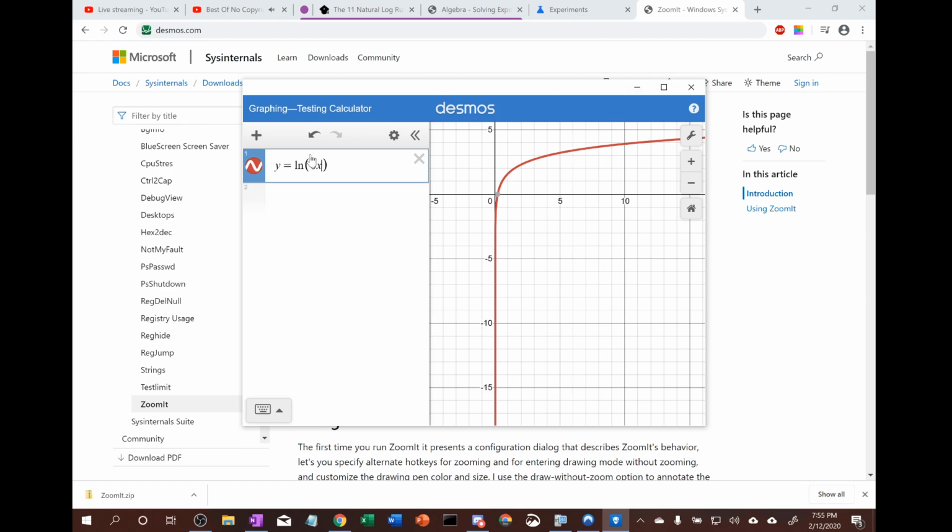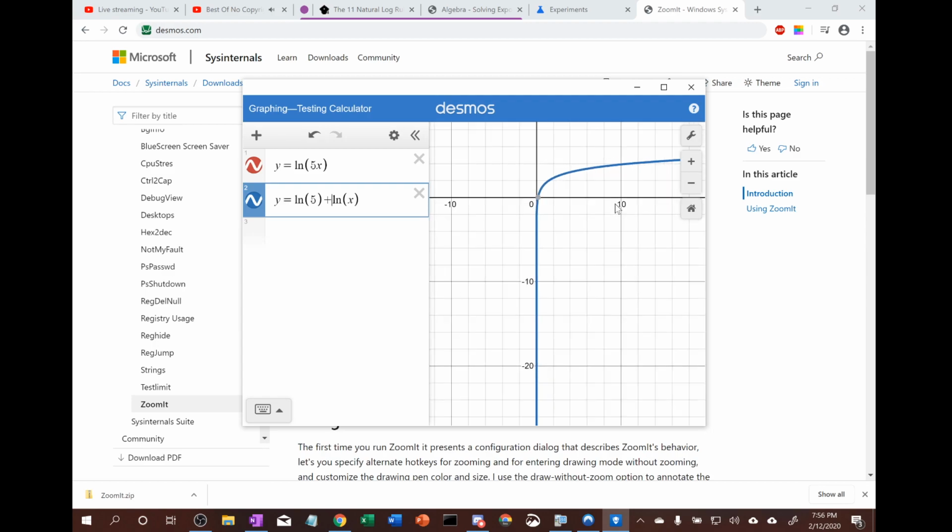Yes, sir. Okay. So I wonder if this is equal. So y equals ln of 5 times ln of x. That's interesting because, oh wait, it's supposed to be plus. Oh yeah, that's really neat. So we just demonstrated the product rule right there. I put a plus sign in there. This is a weird function.